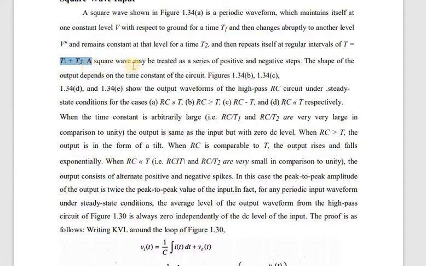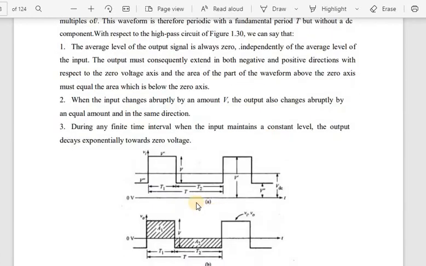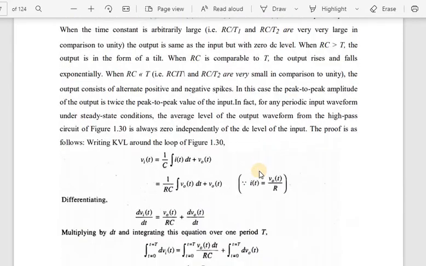We have said a square wave may be treated as a series of positive and negative steps, and the shape of your square wave depends upon the time constant, how much time constant you are considering. If it is larger, then the time period is larger and it will be differentiating. If it is small, where T1 and T2 are equal, then you will get proper square waves. So this is how your square wave will be.